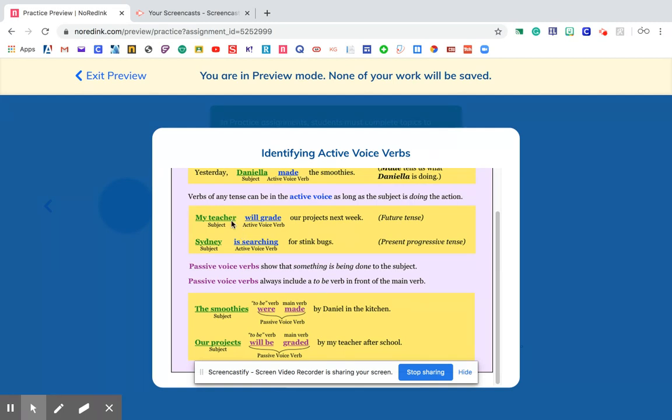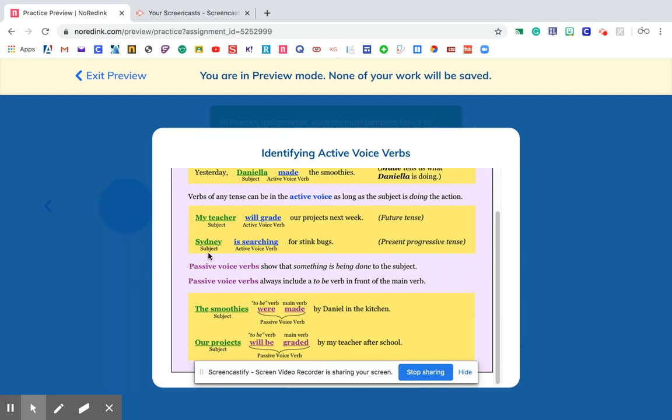Okay. So here we have, my teacher will grade our projects next week. So this sentence is in future tense because it's indicating what the teacher is going to do next week. So the teacher, or my teacher, is the subject. Will grade is the active voice verb. It's explaining what the teacher is going to do.